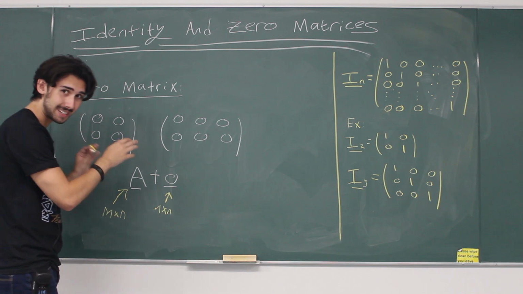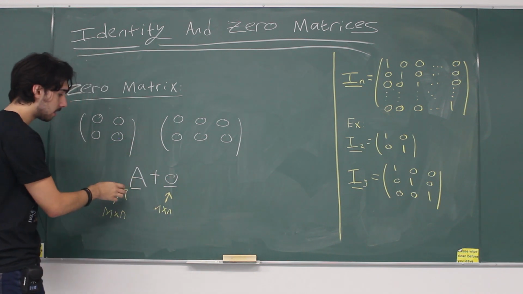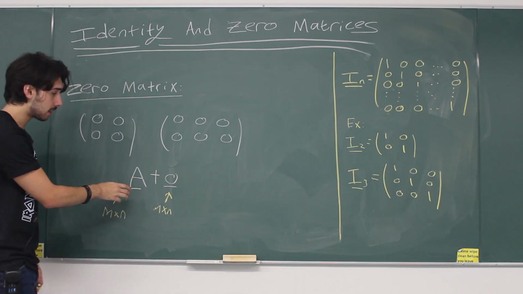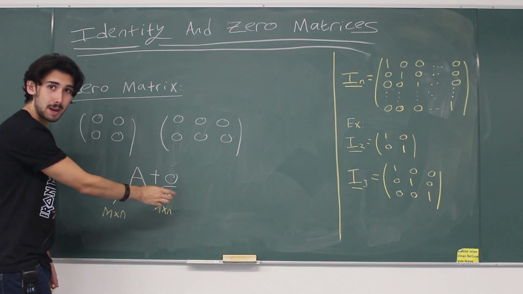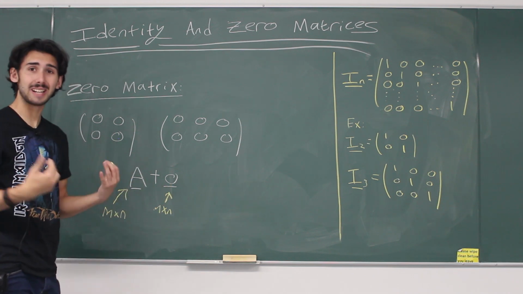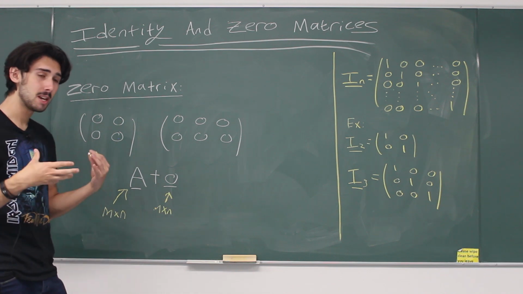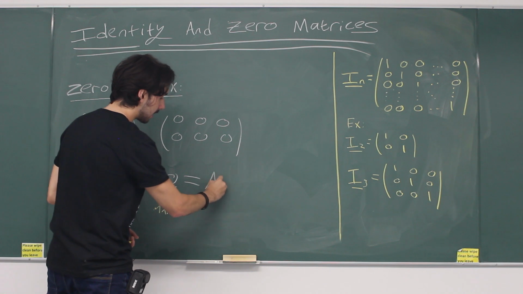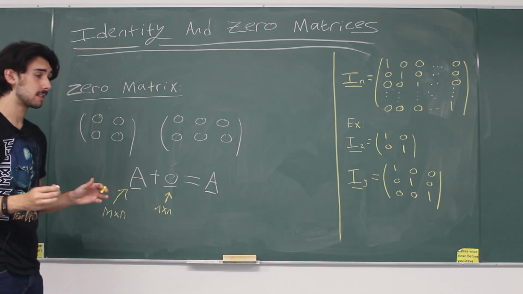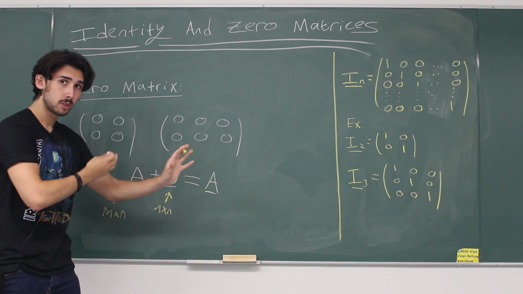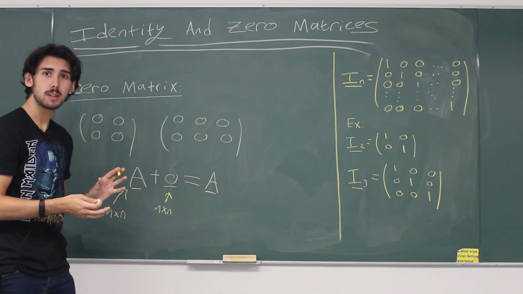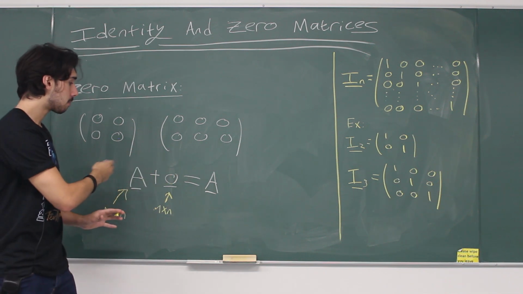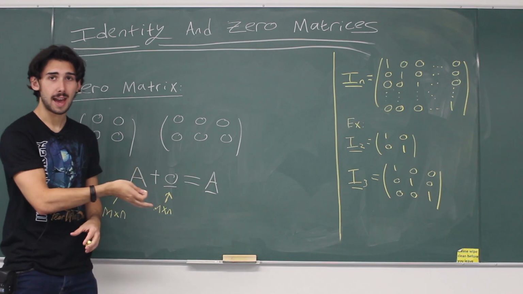So they have to be of the exact same dimension. So if this is a 3 by 2 matrix, then this needs to be a 3 by 2 matrix as well, because that's the only way that you can add matrices. They have to have the same dimensions. Then this would just equal the matrix A again. And just like with the identity, it's commutative, because matrix addition is commutative. So 0 plus A would still just be A again.